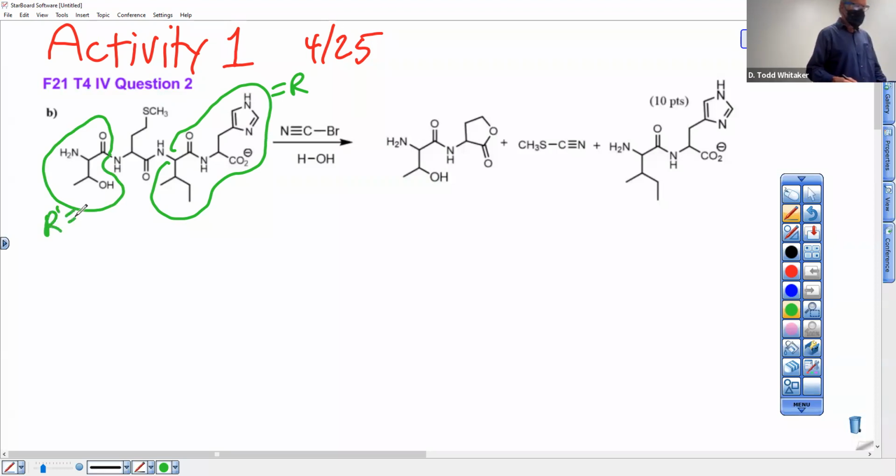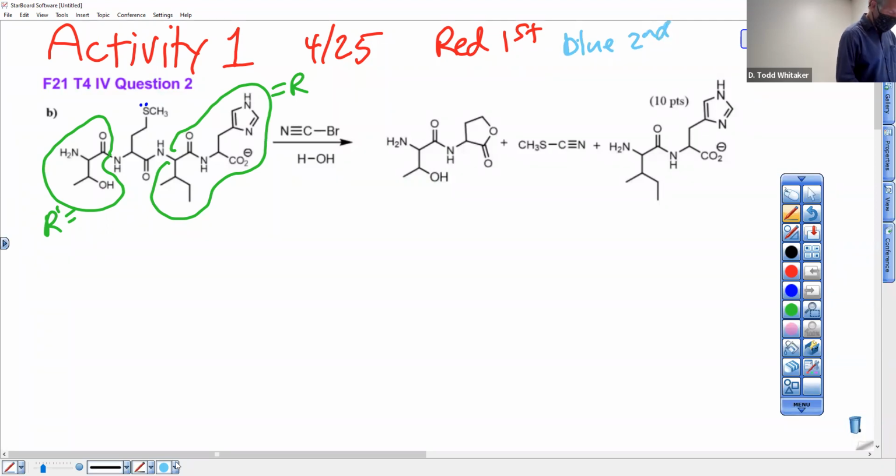There you go. The thing about the cyanogen bromide is the sulfur is the nucleophile. That's why it only works with methionine. I need a nucleophile. I don't know why I have my safety glasses on. There we go. And we're going to go red first. And we have blue second. I think we're going to sneak some purple in.